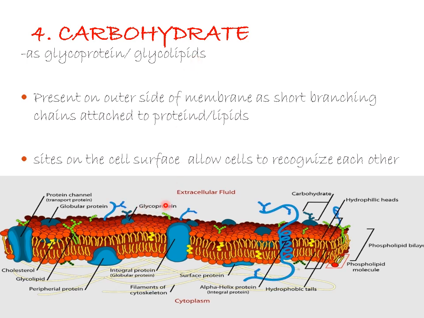Here we have already seen this is glycoprotein present on the membrane surface. Another is glycolipid. This green portion which is present on the membrane is glycolipid. So they are present on the outer side of the membrane as short branching chains attached to either protein or lipids. These are the sites on the cell surface that allow cells to recognize each other. So they have an important role in this.